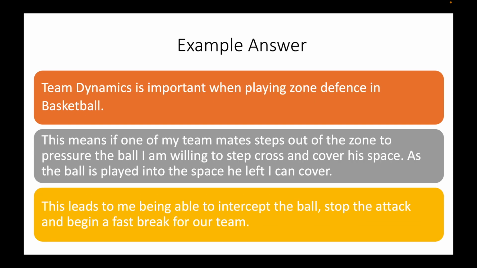The last example here is on team dynamics, and team dynamics is important when playing a zone defence in basketball. This means that if one of my teammates steps out of the zone to pressure the ball, I'm willing to step across and cover his space. As the ball is played into that space he left, I can cover. This leads to me being able to intercept the ball, stop the attack, and begin a fast break for our team.